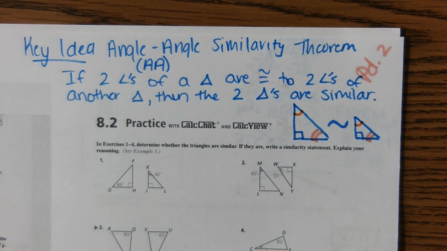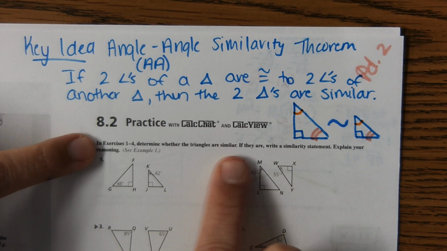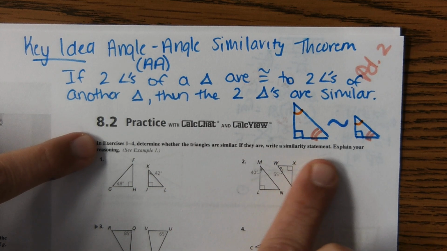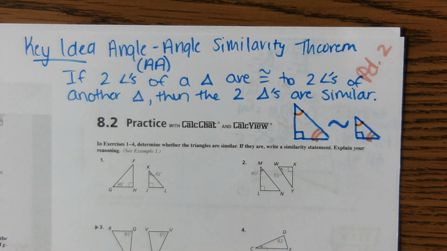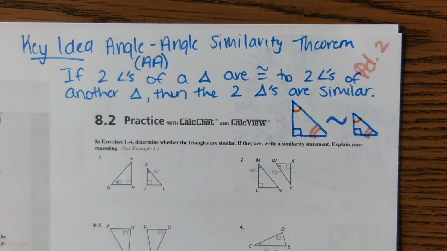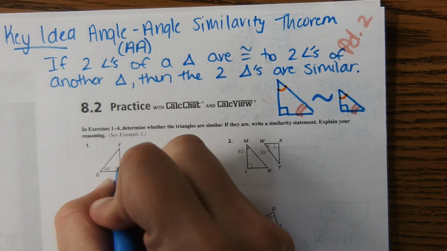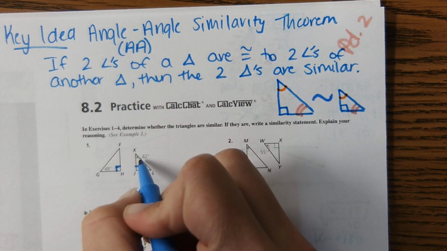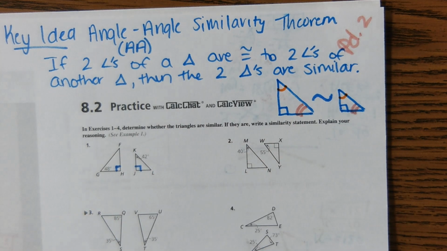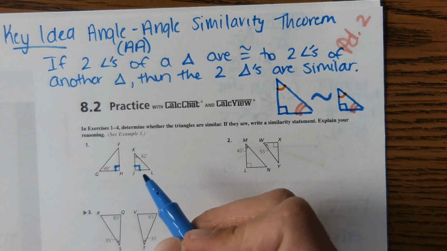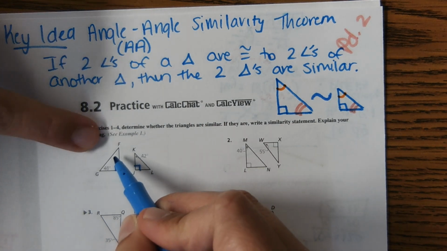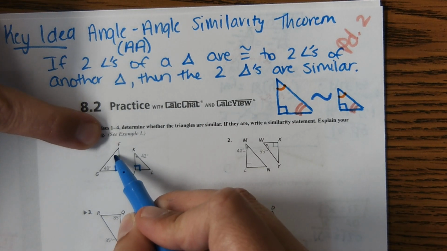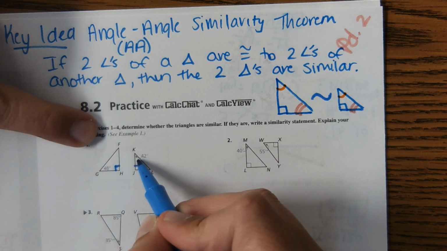So the first set, it says determine whether the triangles are similar. If they are, write a similarity statement and explain your reasoning. Okay, so number 1 right here, it shows that we have a 90-degree angle right here, and then it shows that this is 48 degrees and this is 42 degrees. So we're looking for two angles to be equal, and it only shows one angle equal at this point. So what we're going to do is figure out what this angle is, and it might be 42 degrees, which matches this.